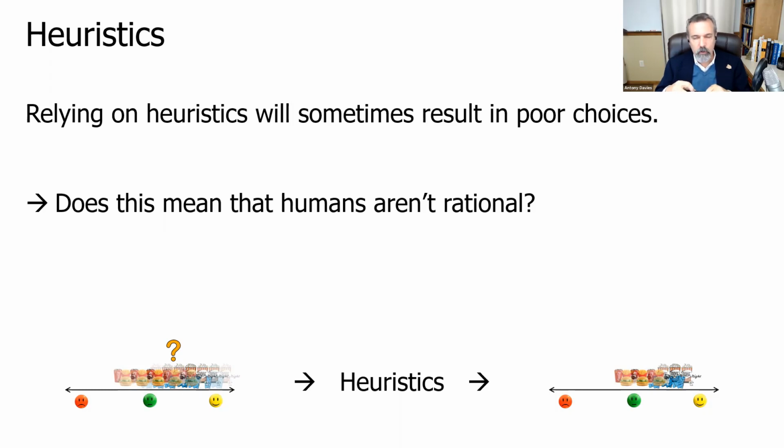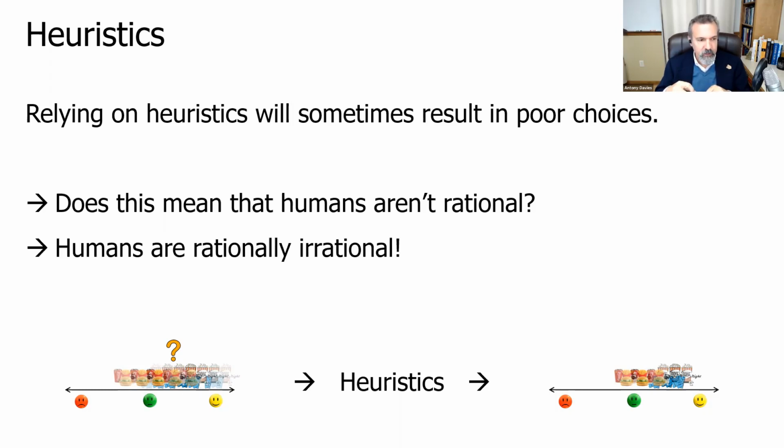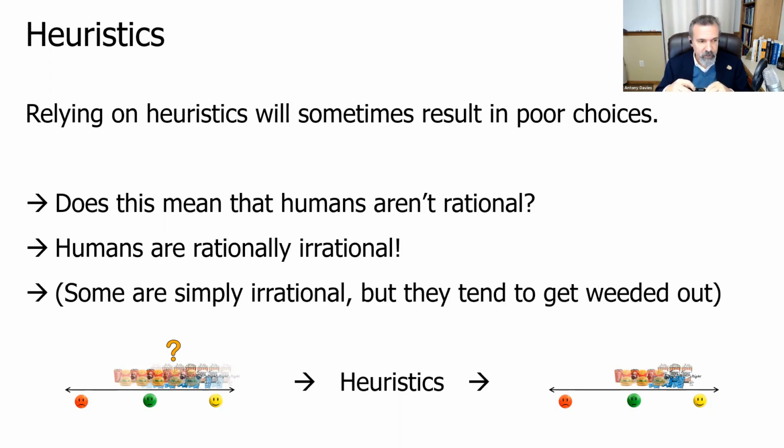Does this mean humans aren't rational? And the answer here is no. Humans are rationally irrational. So we will think more carefully about decisions when the benefit from doing so exceeds the cost. Rationally irrational. Now be careful, because some of us are simply irrational, right? Some of us simply just make random decisions. We make poor decisions on and on.